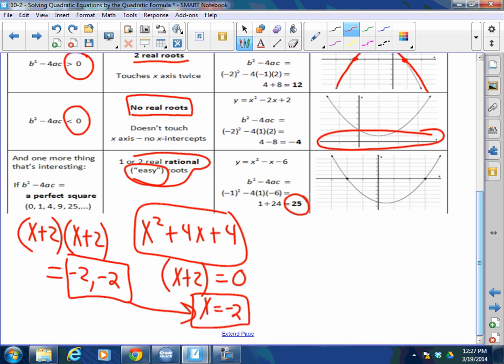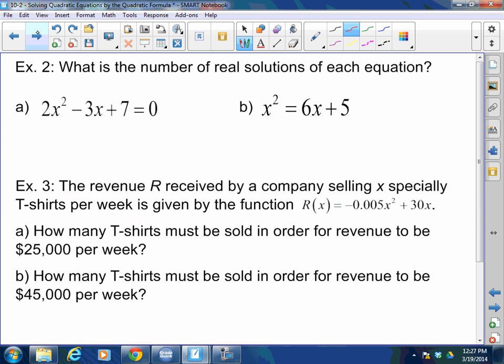If the discriminant is less than 0, no real solutions. Good job. Okay. What is the number of real solutions of each equation? My A is 2, my B is negative 3, my C is 7. Just worry about the discriminant right now. They didn't tell you to solve, did they?